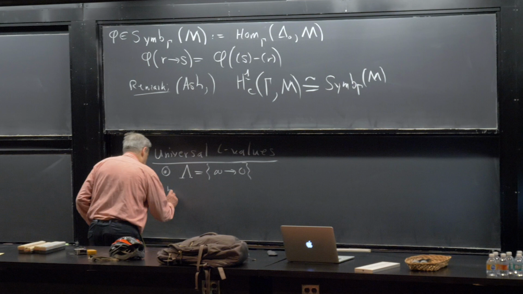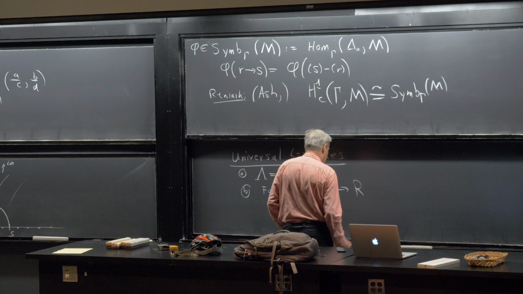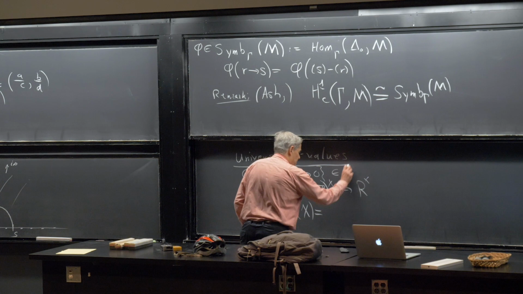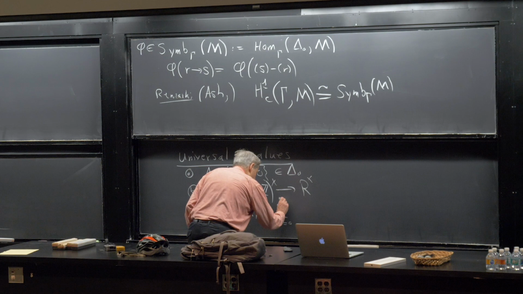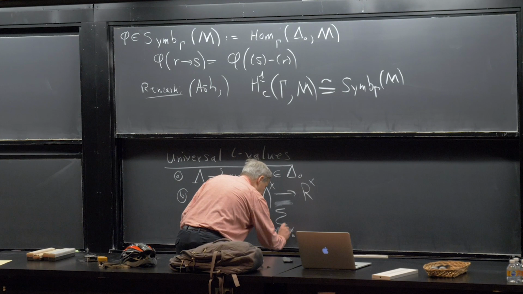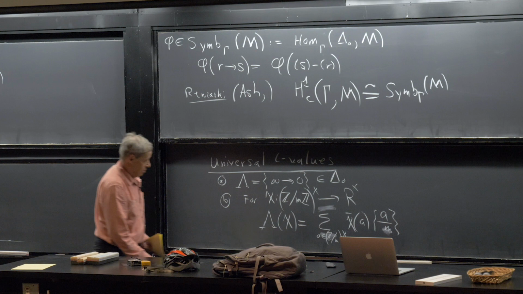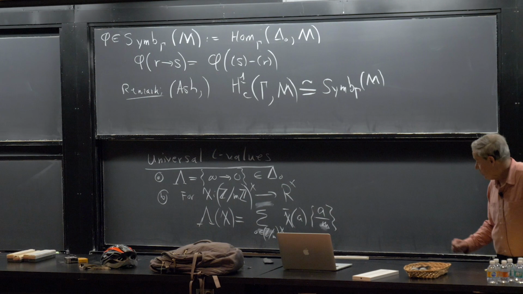Or another thing that you might do, if you have a character, say a Dirichlet character chi from Z mod M cross to R cross, the units in R, then you might write lambda of chi. This is an element of delta zero, or an element of the relative homology of the modular curve. Lambda of chi would be some sum over a in Z mod M cross of chi bar of a times the path a over M. And if you integrate a modular form over such a thing, you'll get an L value, the value of the L function twisted by the Dirichlet character chi. Okay.